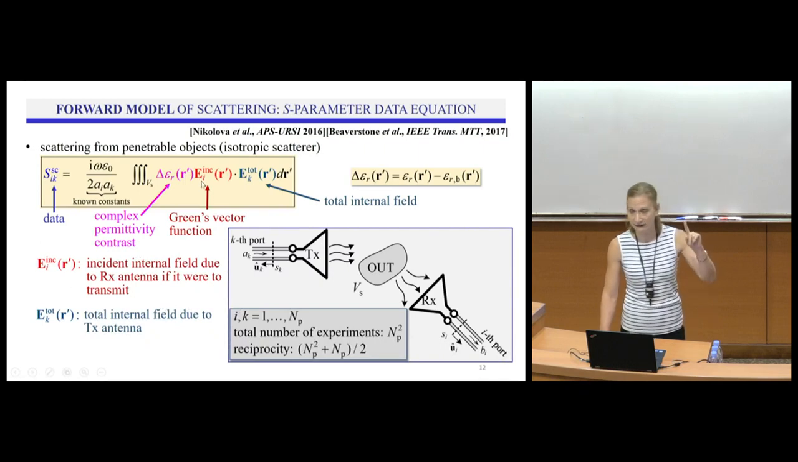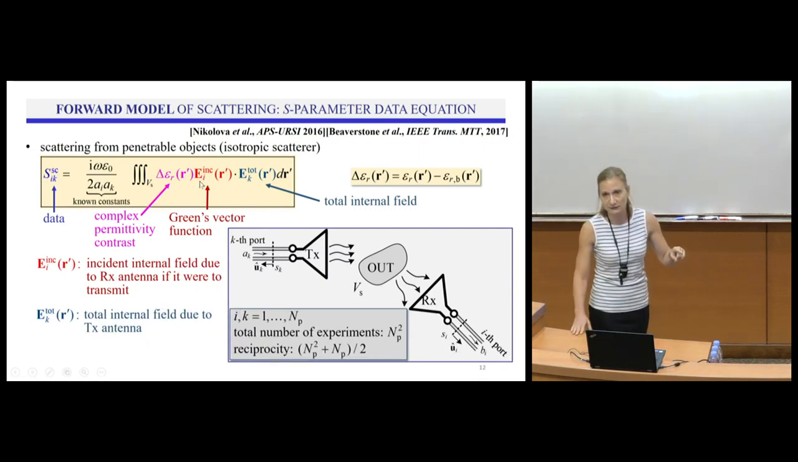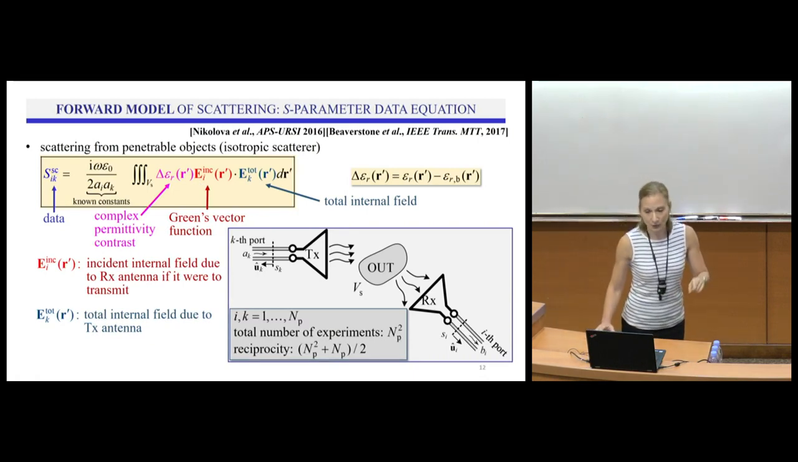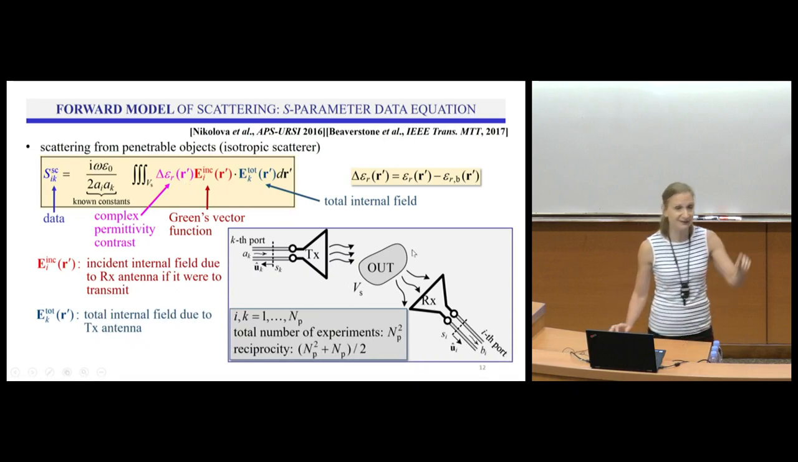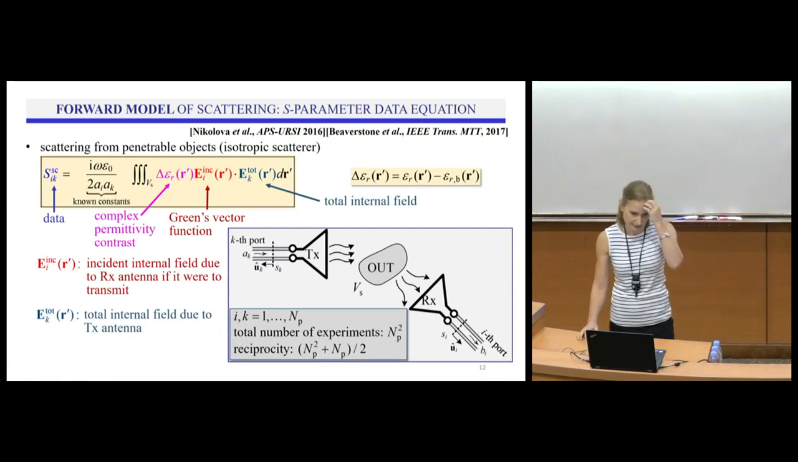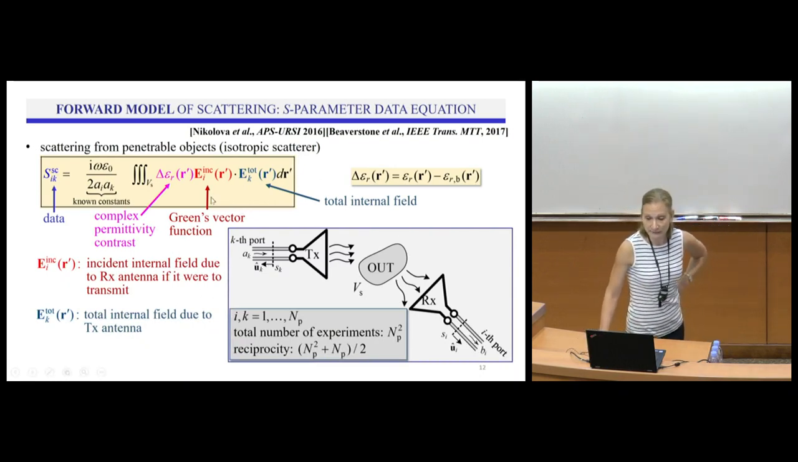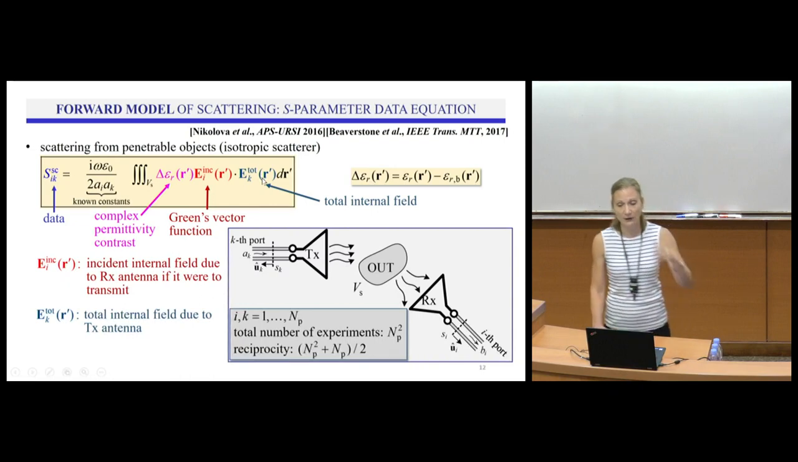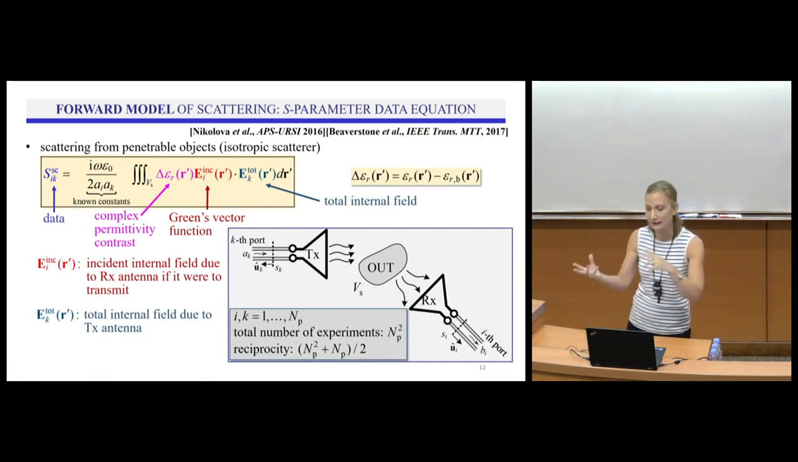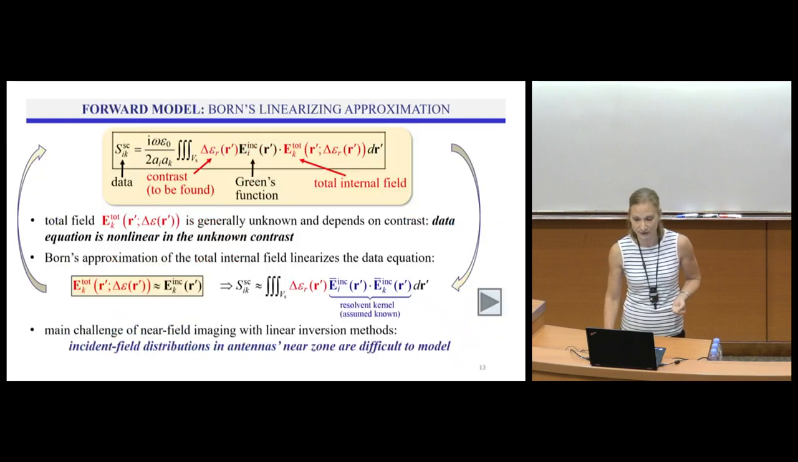which is generated by the receiving antenna when this antenna operates in a transmitting mode. So this is an incident field, which implies that this is the field distribution obtained in the region of interest in the absence of the object under test. And of course, we also need the total internal field, which is the field generated by the transmitting antenna in the region of interest in the presence of the object under test. And this is where the total name comes from, total field, including scattered and incident field portions.